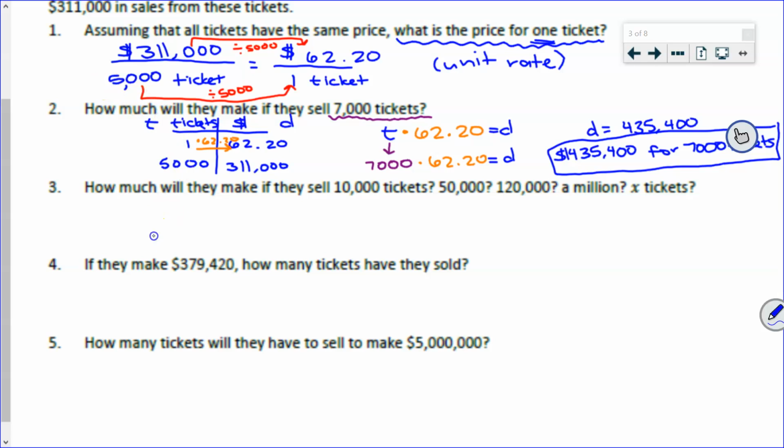Okay, we've paused the video, we have calculated each one of these, and we have used our equation, which is T times 62.20 equals D. And so if I have 10,000 tickets, that's very simple. I'm just replacing the T with the number 10,000. And in doing that, I get D is equal to, thank you for the hands, Dean.